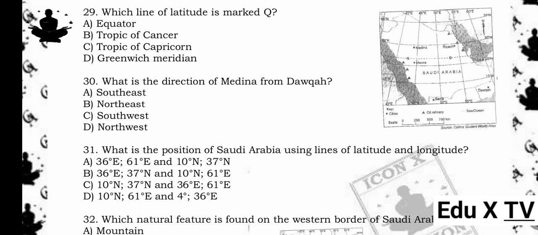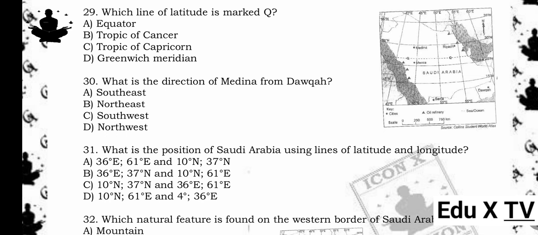31. What is the position of Saudi Arabia using lines of latitude and longitude? A. 36 degrees east, 61 degrees east and 10 degrees north, 37 degrees north. B. 36 degrees east, 37 degrees north and 10 degrees north, 61 degrees east. C. 10 degrees north, 37 degrees north and 36 degrees east, 61 degrees east. D. 10 degrees north, 61 degrees east and 4 degrees, 36 degrees east.